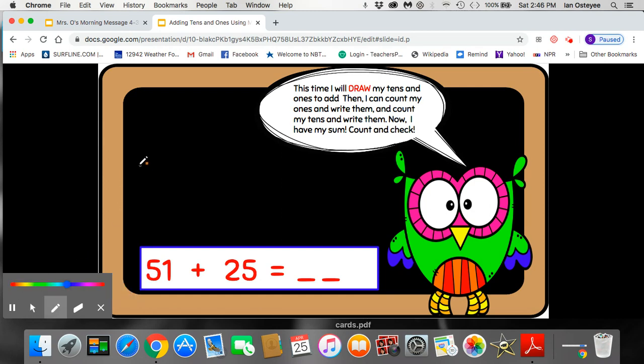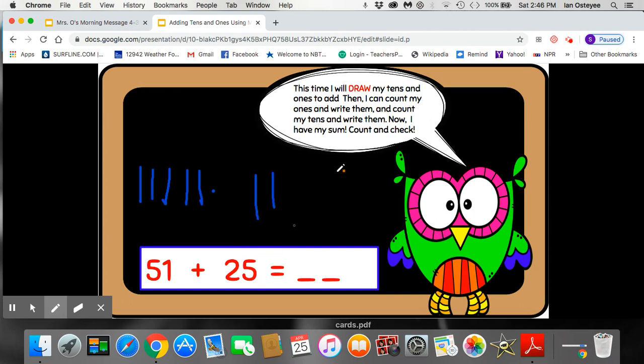Now when I draw tens and ones, I make sure my tens are long and skinny. 1, 2, 3, 4, 5 tens, and my ones are short and fat. There we go. 5 tens and 1 one. This add-in, or this number in my math equation, tells me 25, so I need 2 tens and 5 ones. 1, 2, 3, 4, 5. Now the directions say to count my ones first.